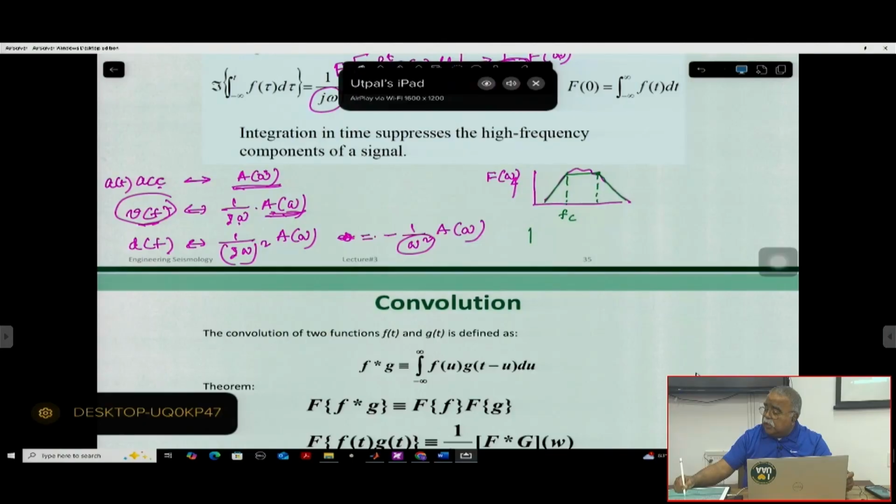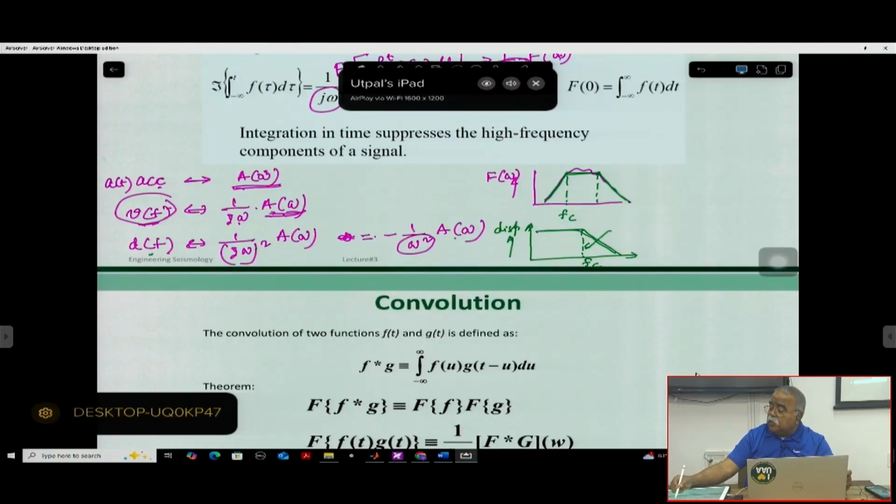Now if you do the double differentiation, this pulse will look like a function like this, where this will be the Fc value, right? So this now becomes this one. Earlier the acceleration pulse was like this, so then the displacement pulse will be like this one. Then you can do the inverse to calculate the displacement values in the time domain.